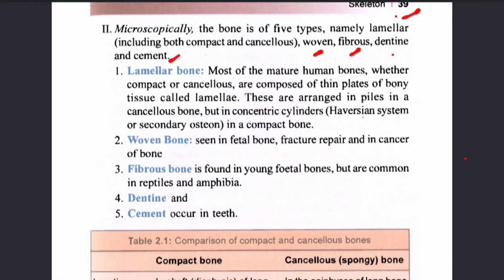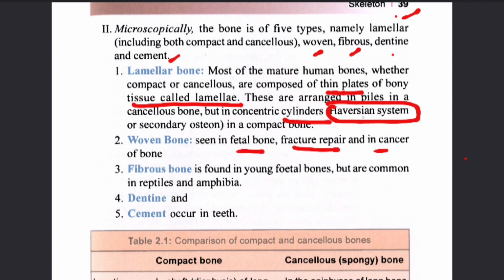So what is lamellar bone? Most of the mature human bones, whether compact or cancellous, are composed of thin plates of bony tissue called lamellae. The lamellae are arranged in piles in cancellous bone, but in concentric cylinders, the Haversian system, in compact bone. You have known the Haversian canal, we'll study the secondary osteon. Woven bone is seen in fetal bone, babies, fracture repair and in cancer of bone. Fibrous bone is found in young fetal bones but is common in reptiles and amphibia. Then dentine and cement occur in teeth. We have studied that before.